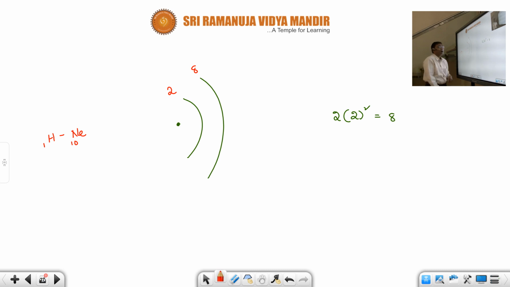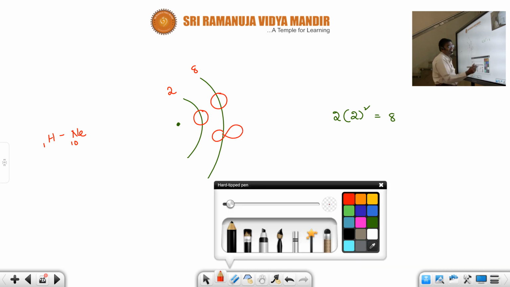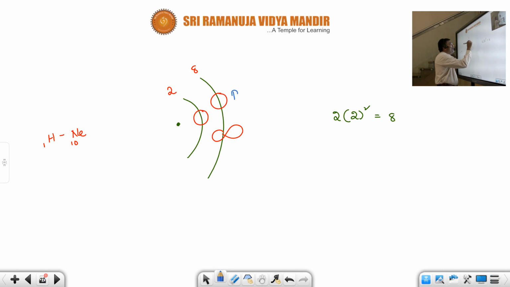Now listen carefully, students. In the first shell, only the s orbital is present. In the second shell, 2 types of orbitals are present. What are the 2 types of orbitals? In the second shell, the s orbital and p orbital.